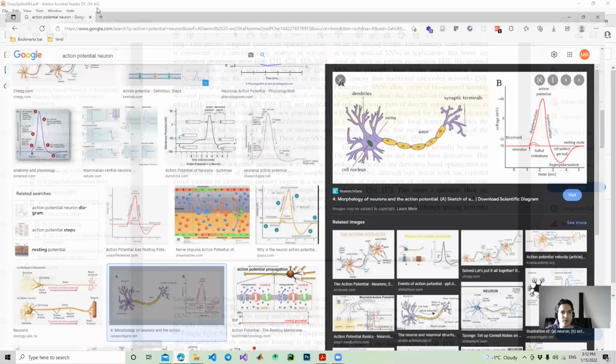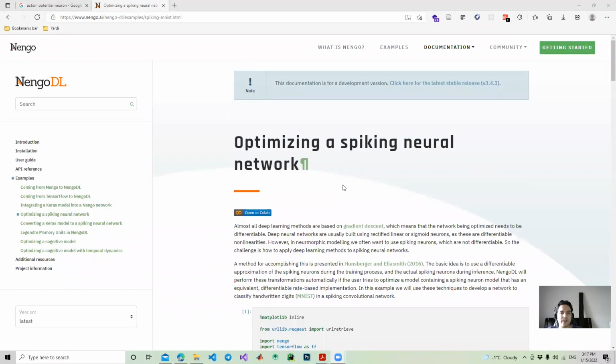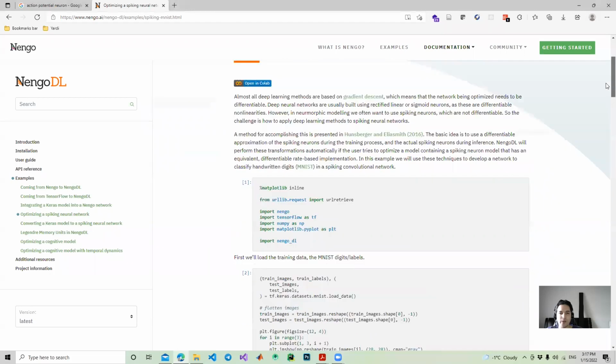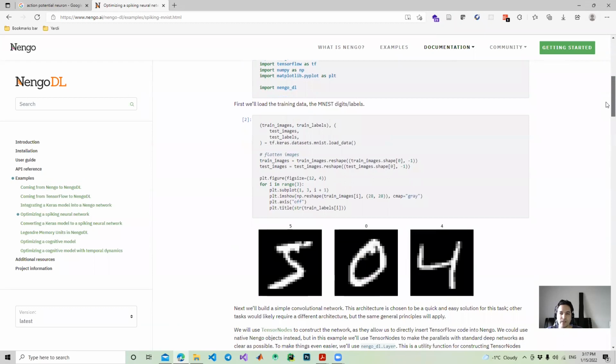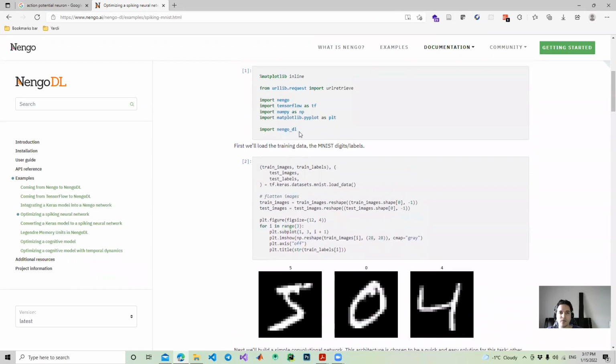So what I'm going to show you is a library called Nengo. I like to bring this example, optimizing a spiking neural network. There is also a Colab if you would like to try it. I just want to show you that this is so simple, it's like Keras, that you can implement a spiking neural network. It is very interesting to have this kind of library. First we get the data using the Keras function. It's nothing to do with Nengo or Nengo Deep Learning.